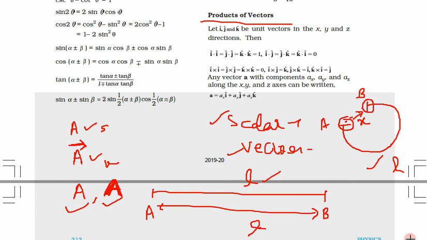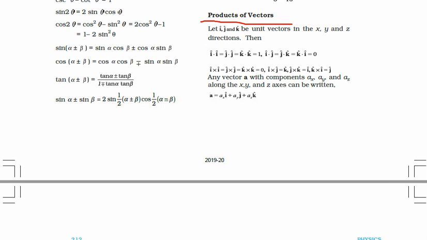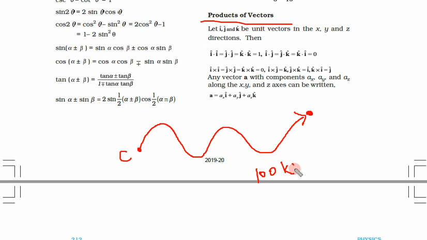Let us have an example of vector and scalar quantities. Suppose there is a car C. This car starts from here, travels on some road, and goes up to this point. Now what is the distance traveled? Distance traveled is the total distance traveled. Suppose this car travels 100 km. So distance traveled D is equal to 100 km.